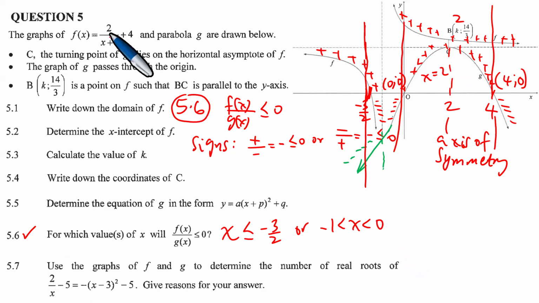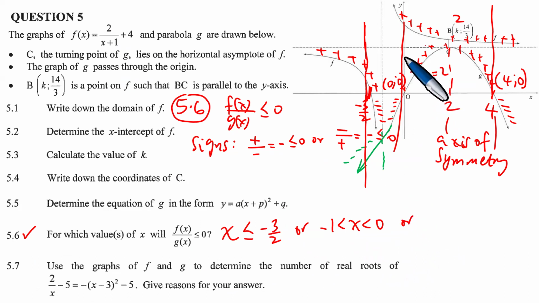Okay, so obviously we cannot allow x to be equal to minus 1. So this is excluded. The minus 1 point is excluded, and also 0 is excluded because of the division by g, and clearly g has an intercept at the origin there.